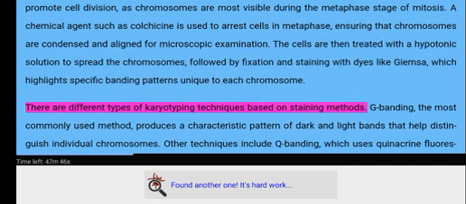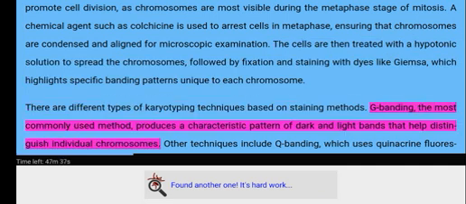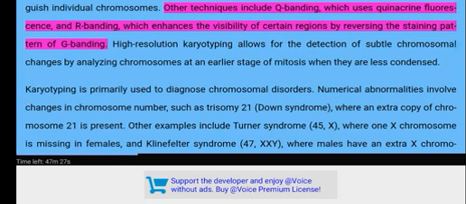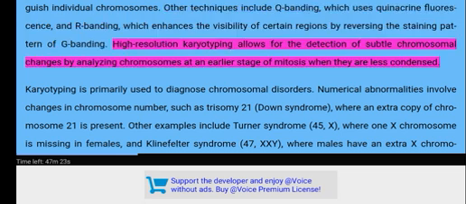There are different types of karyotyping techniques based on staining methods. G-banding, the most commonly used method, produces a characteristic pattern of dark and light bands that help distinguish individual chromosomes. Other techniques include Q-banding, which uses quinacrine fluorescence, and R-banding, which enhances the visibility of certain regions by reversing the staining pattern of G-banding. High-resolution karyotyping allows for the detection of subtle chromosomal changes by analyzing chromosomes at an earlier stage of mitosis when they are less condensed.